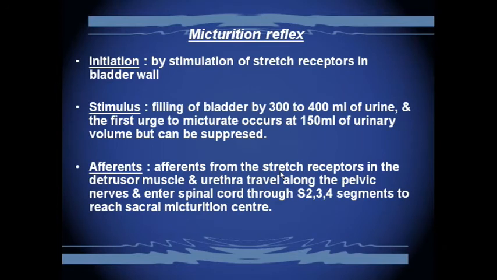So how does the micturition reflex get initiated? By stimulation of detrusor stretch receptors in the bladder wall. When the bladder fills, the detrusor gets stretched and the stretch receptors initiate the micturition reflex. So how much filling is required? In a normal adult, 300 to 400 ml of urine will stimulate the micturition reflex, while the first urge to micturate comes at around 150 ml. Once your bladder is full, you will have the first urge to pass urine, but that can be suppressed voluntarily. So afferents of the stretch receptors, as I told you, in the detrusor and urethra travel along the pelvic nerve and enter the S2, 3, 4 segments to reach the sacral micturition centers.